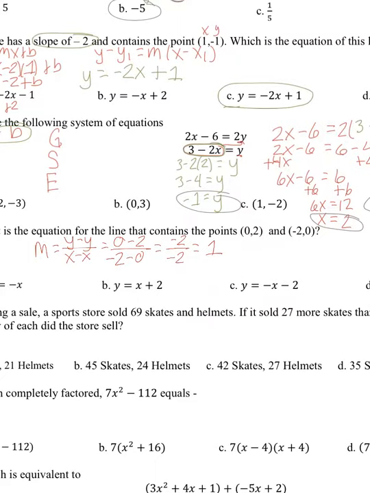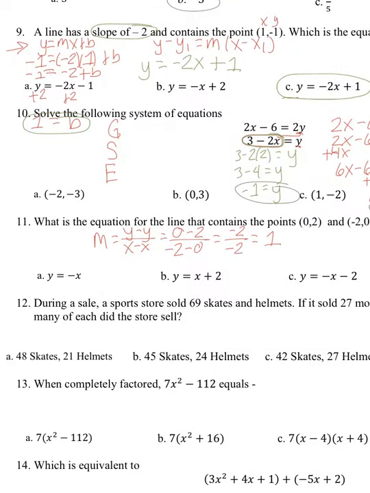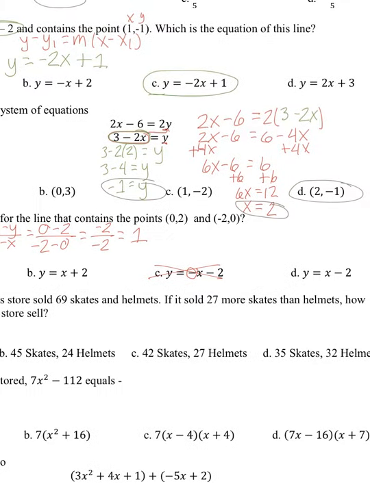So looking through those answer choices right now, I can see that option A has a negative slope involved. That's not what we want. I can see that option C has a negative slope involved. That's not what we want. So we've already narrowed down our choices here. We just have to decide.